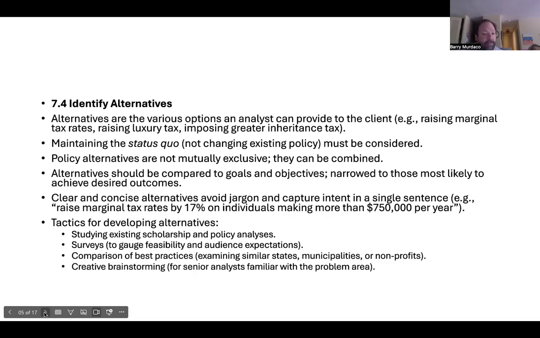Tactics for developing alternatives. Study existing scholarship and policy analysis. Surveys to gauge feasibility and audience expectations. Comparison of best practices, examining similar states, municipalities, or nonprofits. Creative brainstorming for senior analysts familiar with the problem area. So not just anyone apparently should brainstorm, but only very experienced people, according to the textbook.